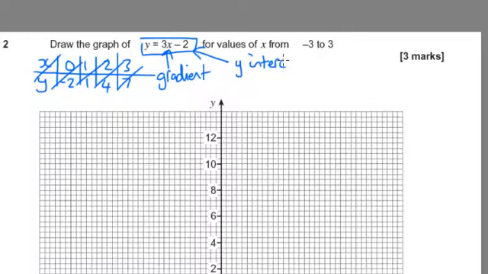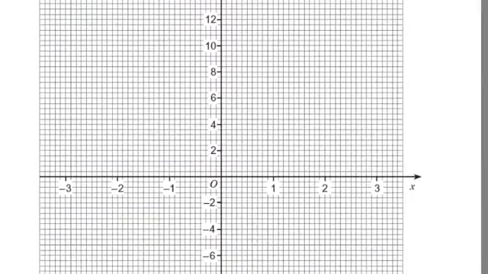And remember, gradient means how much we go across when we go up 1 square. So this says we would go across 1 square and up 3. And this says we will cross the y-axis at negative 2. So I can put across on the y-axis at negative 2, and I can go across 1, and just remember across 1 will be all the way across to here. Up 3 will mean up from negative 2 to 1.